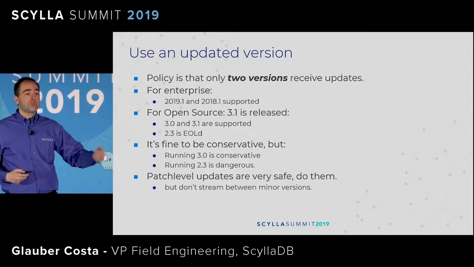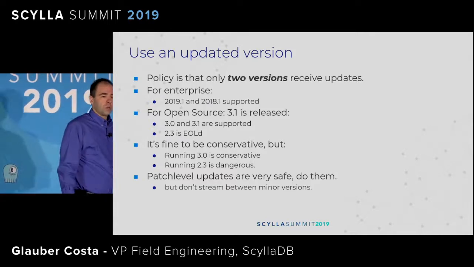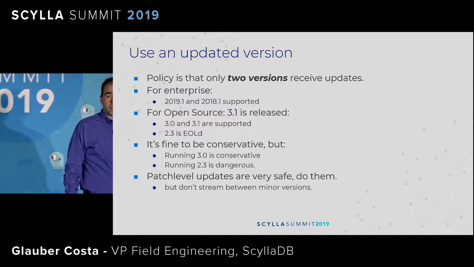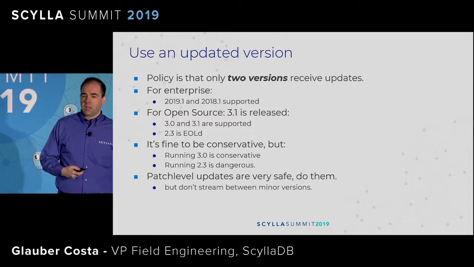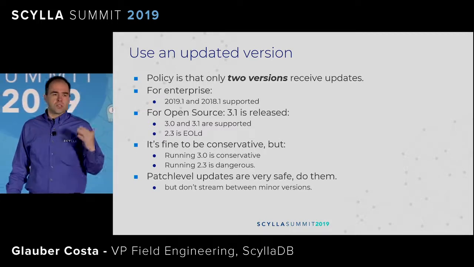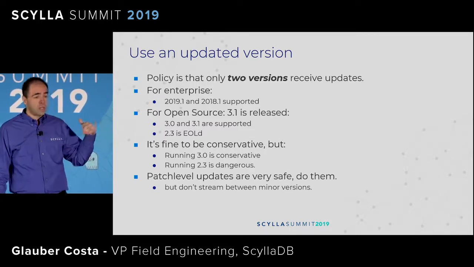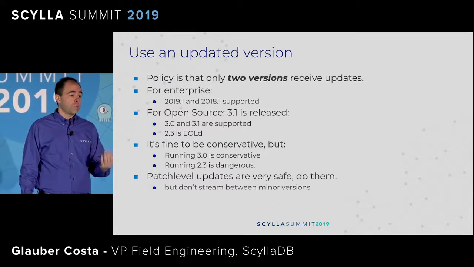But if you move too slow and you get too far behind, at that point you are in a version that is no longer supported. So if there is a problem, and problems every now and then do pop up, you're not going to get a patch for that. So our policy is usually 2 versions. If you are on open source, that's 3.0. Right now it's 3.1 and 3.0. That means if you are on 2.3, you are on an unsupported version.